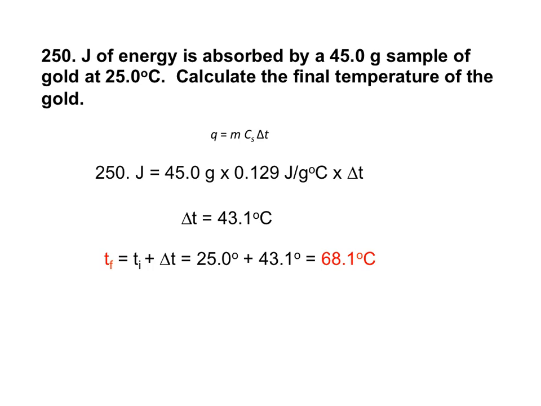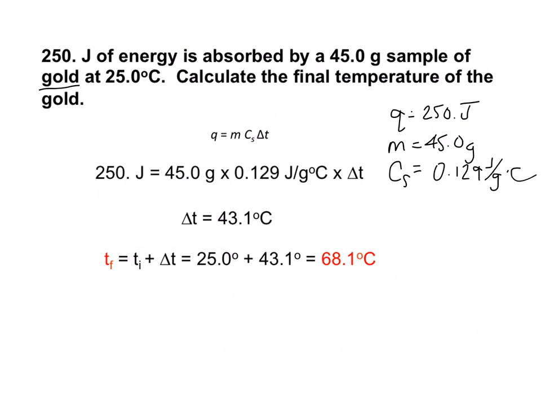First, we're going to figure out all the variables. They gave us Q, which they told us is 250 joules. They told us our mass, which is 45.0 grams. They told us what our substance is, so we can look up the specific heat capacity of gold on the chart that has specific heat capacities. All of our units here match, okay? And the only thing that we don't have from this equation is delta T. So we can plug in all 3 of these variables and solve for delta T.